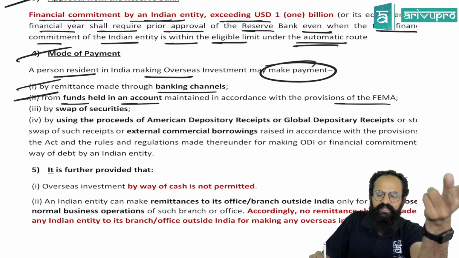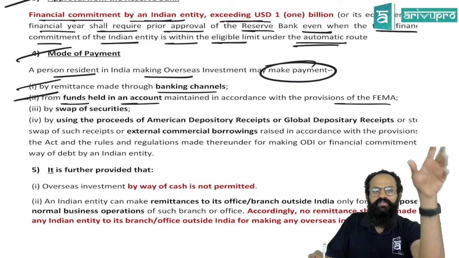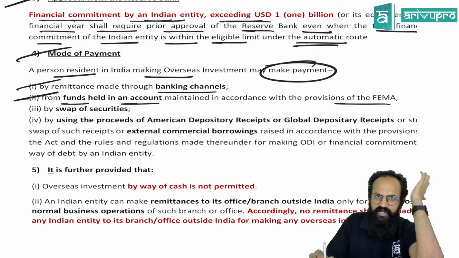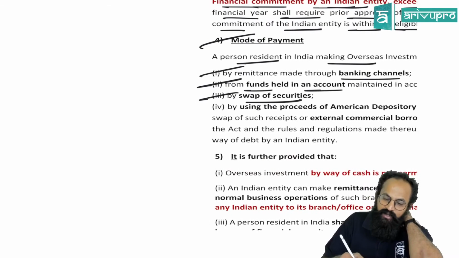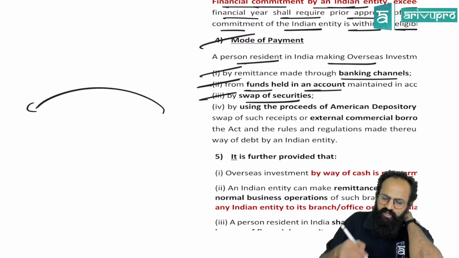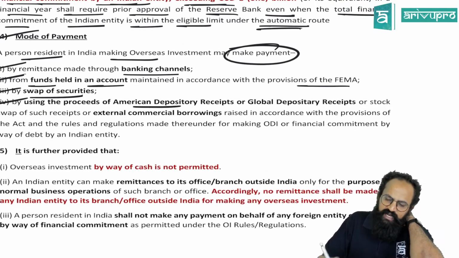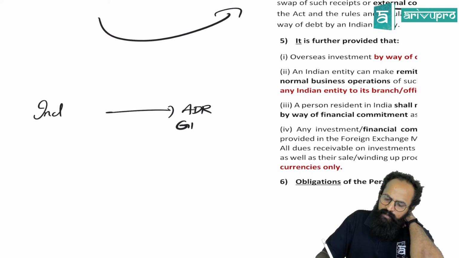Imagine, people, there is something called the RFC account, resident foreign currency account, and the EEFC account. If you have watched our syllabus, I made one video on the types of accounts maintained in foreign currency. That is also allowed. Third, swap of securities, meaning, people, Tata will take the foreign company's securities and give its own securities. Allowed. Fourth, by using the proceeds of ADR, GDR, ECB, meaning what, people? An Indian company issues American depository receipts outside India, global depository receipts outside India, or borrows money from outside India, external commercial borrowing.